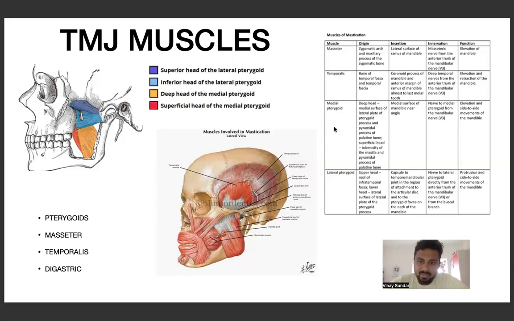Now, with respect to medial pterygoid, the deep head originates from the medial surface of the lateral plate of the pterygoid process and the pyramidal process of the palatine bone, while the superficial head originates from the tuberosity of the maxilla and the pyramidal process of the palatine bone. Where is the tuberosity of the maxilla? Posterior to your third molar, right? That is the tuberosity region.